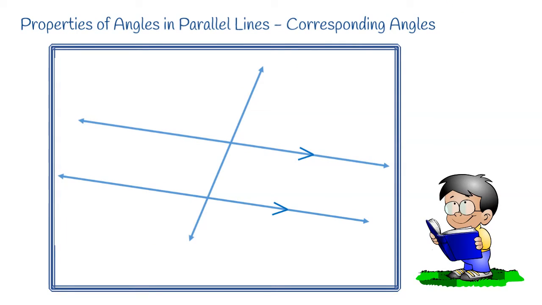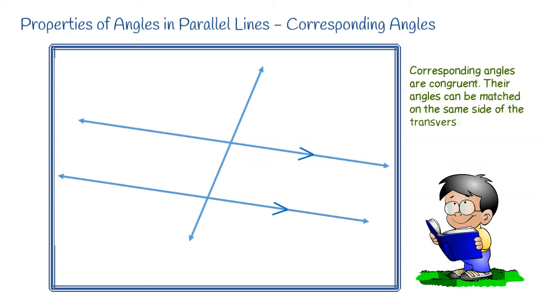Corresponding angles. Corresponding angles are congruent. Their angles can be matched on the same side of the transversal line. Angles 1 and 5 are corresponding angles. They are congruent. Their measures are equal.